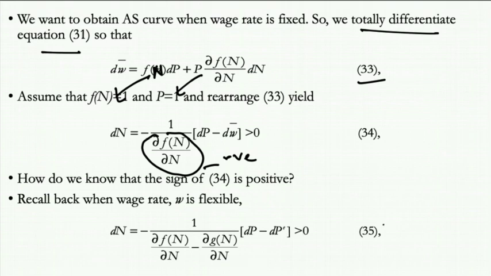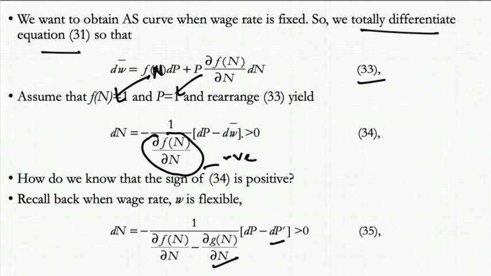Now, recall back in the previous chapters when we learned about labor supply and employment. This is employment. When the wage rate is flexible, we have this, and you can see you have this, and you also have this. So we have the change in the expected price, and we also have the slope of labor supply. But why, when we have a fixed wage rate, if you look at 34, we don't see delta G over delta N? We also see that dPE has been substituted by dW bar, by the fixed wage rate.